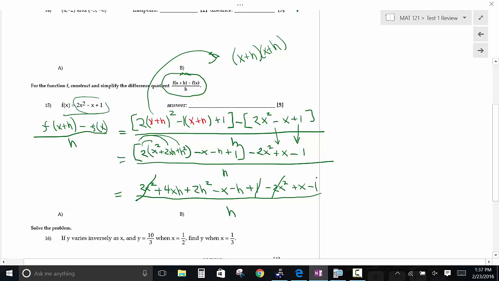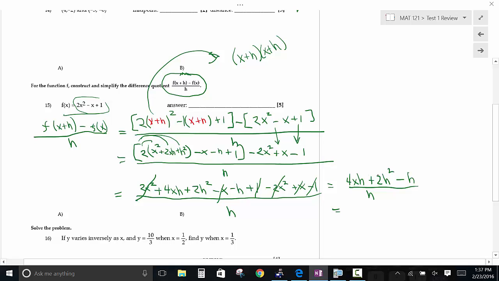So the 1's cancel, the x's cancel. Notice that what you have left has h's in it. So I'm just going to move this over here. So we have 4xh plus 2h to the second minus h all over h. Now you can write the answer.